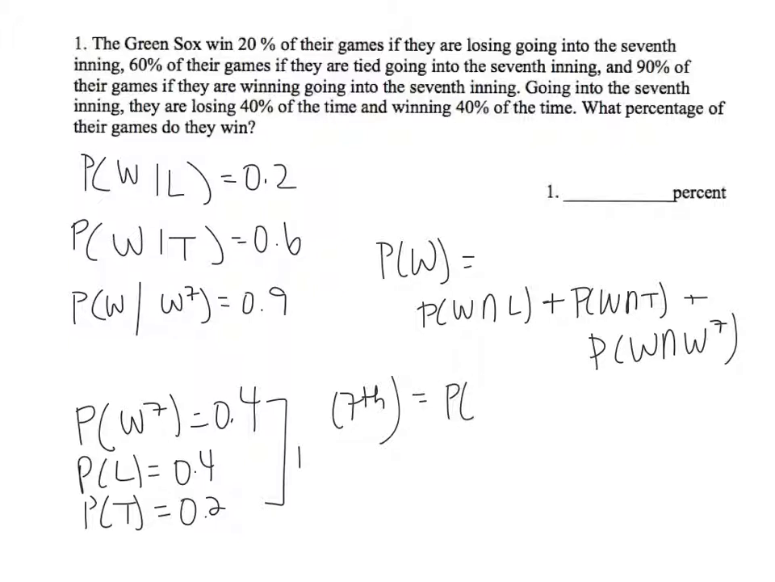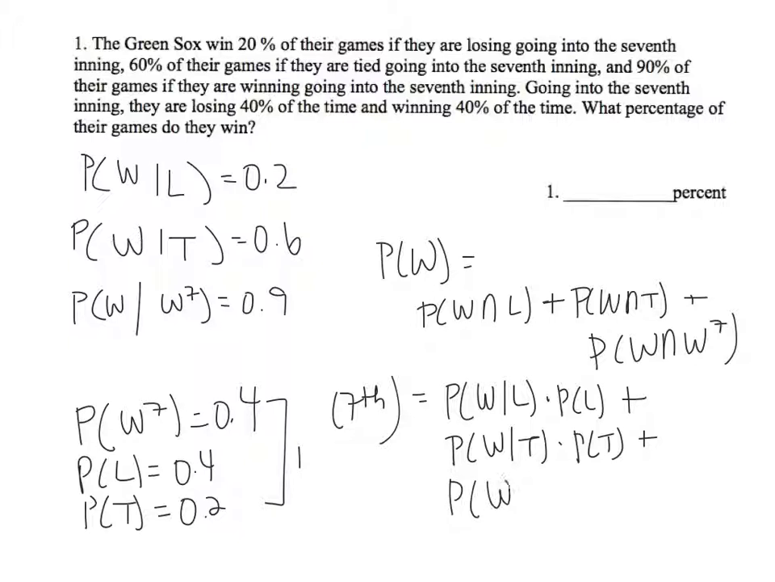So this would be the probability of winning given that I was losing going into the 7th times the probability of losing. And then the probability of winning given that I was tied going into the 7th times the probability of being tied. And the probability of winning given that I was winning going into the 7th times the probability of winning going into the 7th.